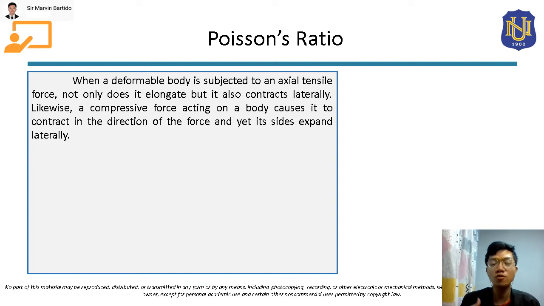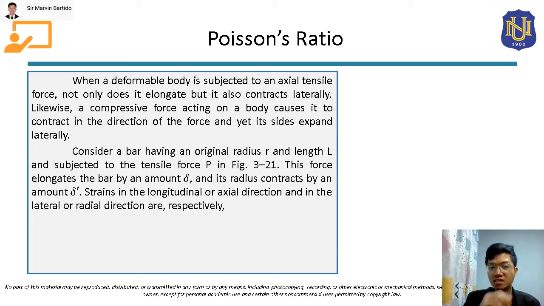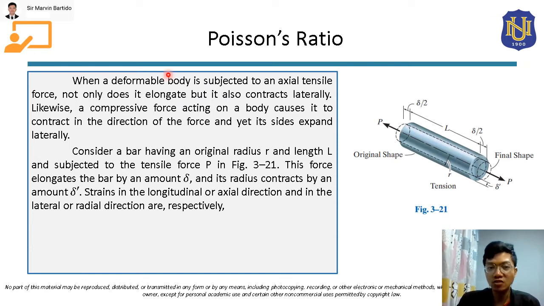Likewise, if we apply a compressive force on a body, it will cause the body to contract in the direction of the force, and yet its sides expand laterally. If you compress a material, since it is compressed, it will be shortened, it will contract, but its cross-sectional area will expand, right? So here, let's say we have this bar, and let's consider this bar having an original radius r.